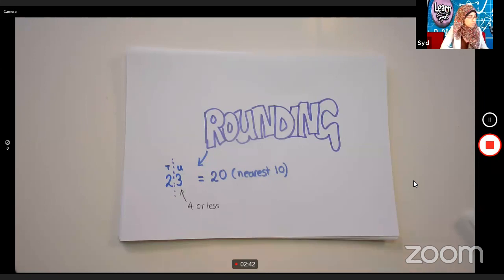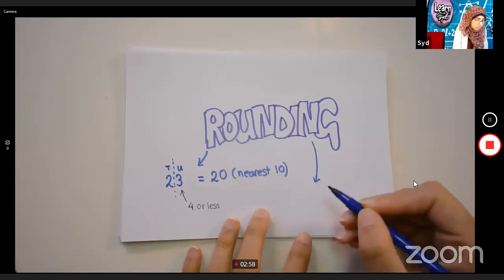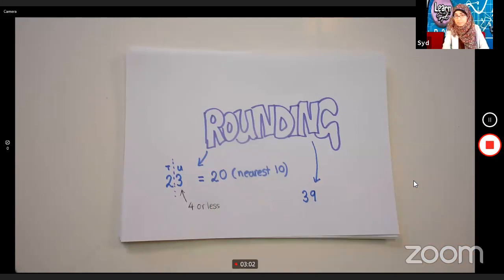So we rounded 23 to the nearest 10, and this becomes 20. Okay, so 23 to the nearest 10 becomes 20. Let's do another rounding. So let's write here, I'm going to round 39 to the nearest 10.